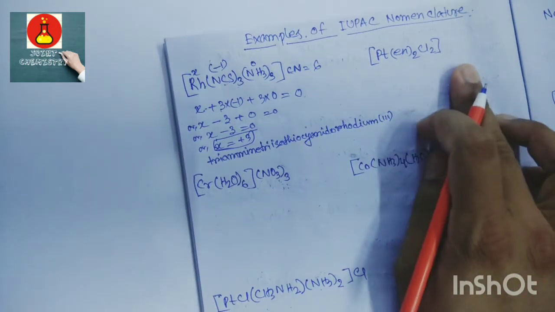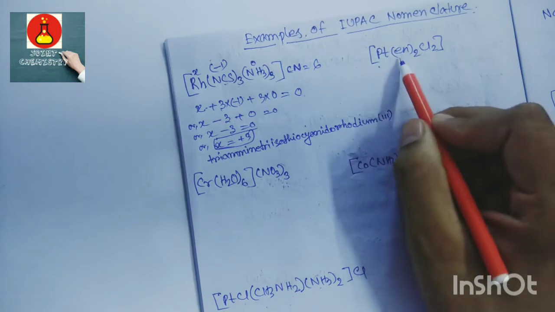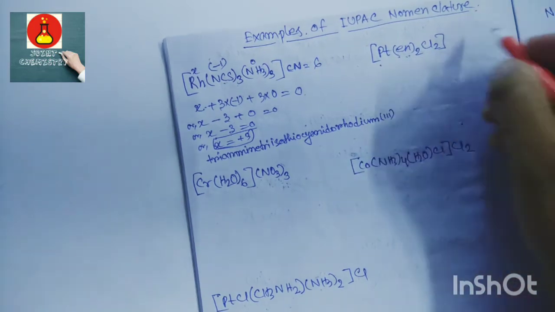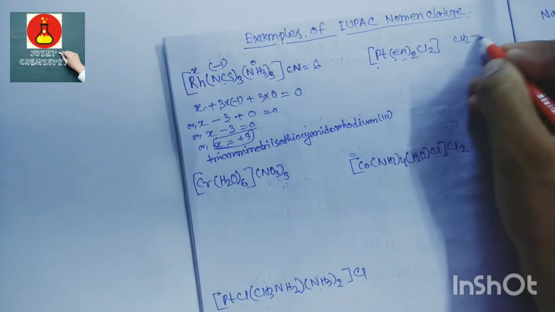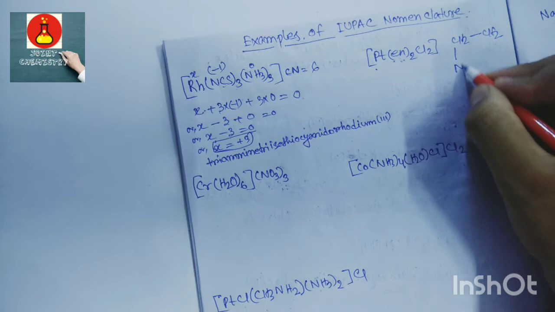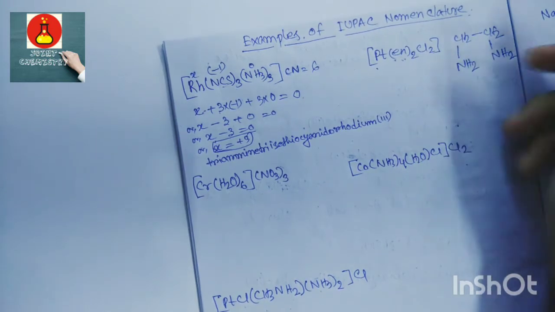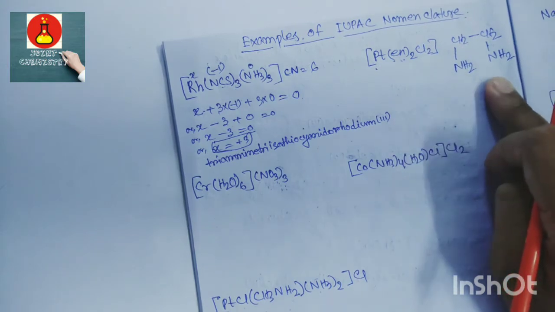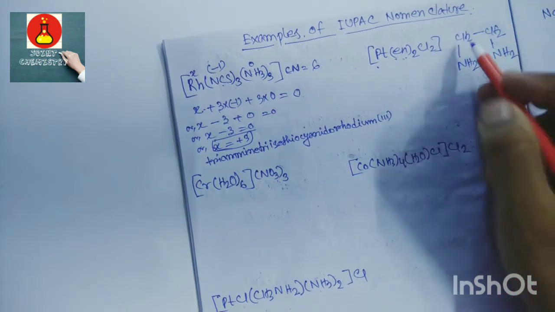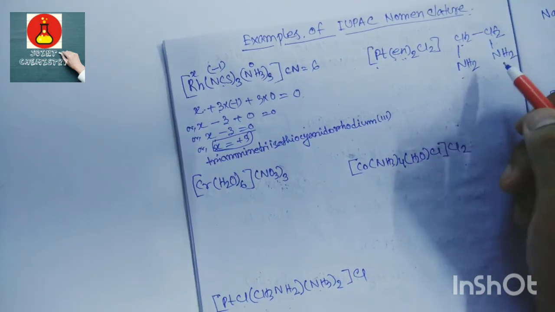Now let's write the name of this complex. This is platinum En. En is a short form of ethylene diamine. The structure of ethylene diamine I showed you in the first video, again. So this is the structure of the ethylene diamine, right? There is an ethylene having 1 and 2 positions, with 2 amine groups.